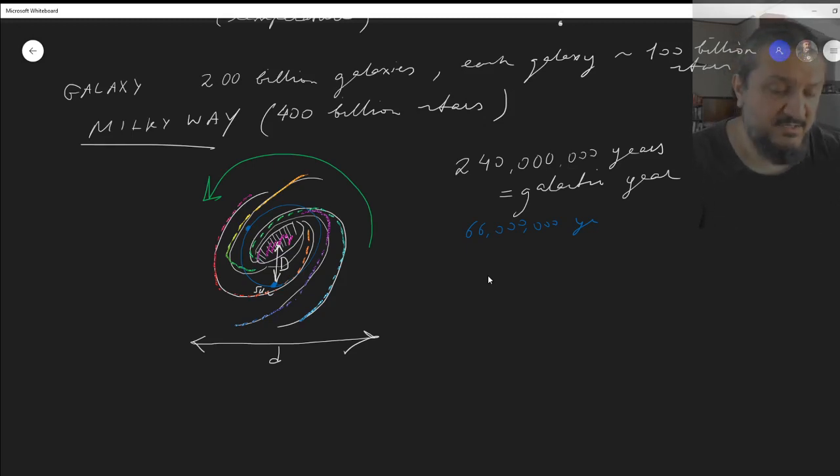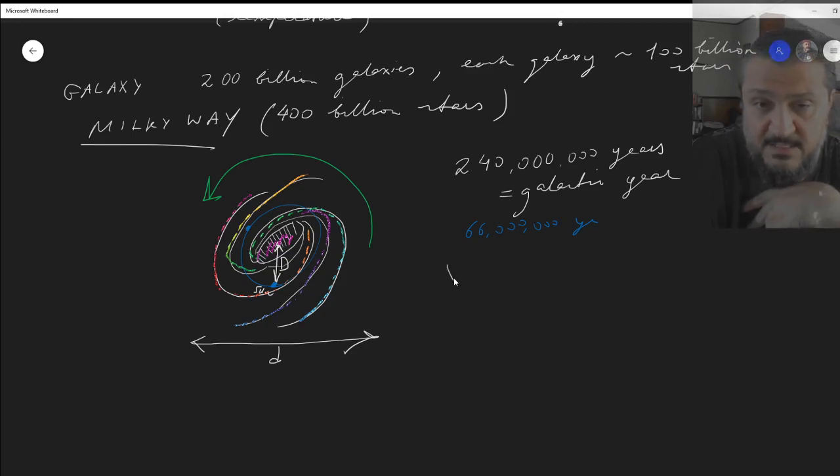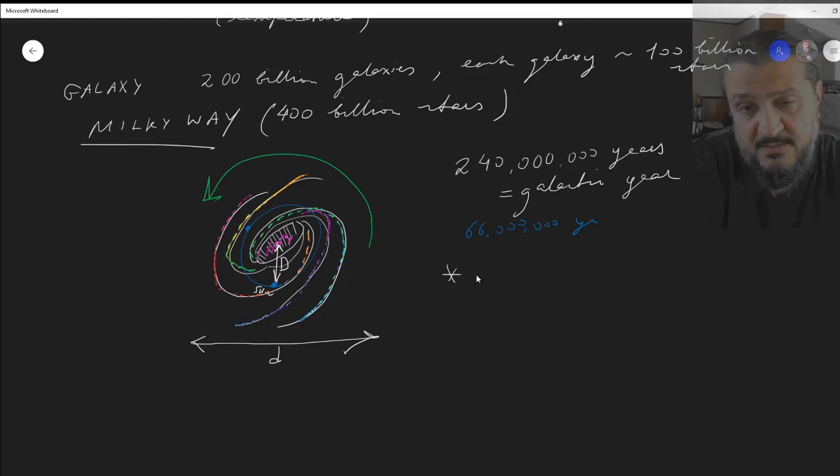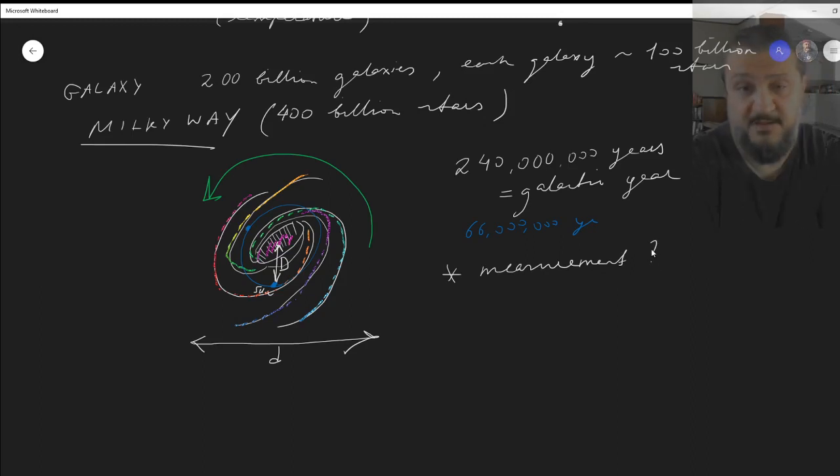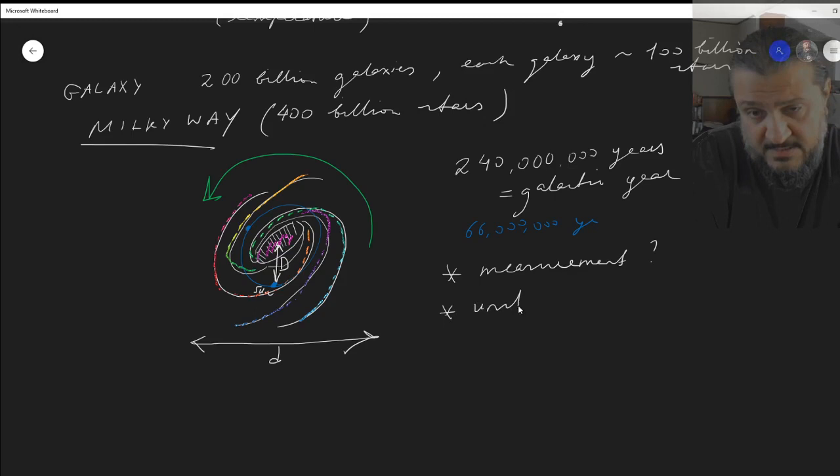So we need to come up with a way to determine distances. First of all, how do we know how far these stars are? That's one thing to consider. So how do we measure these distances? What are the methods? And then, what are the units of measurement? Units of distance.